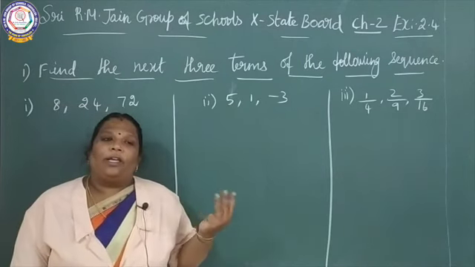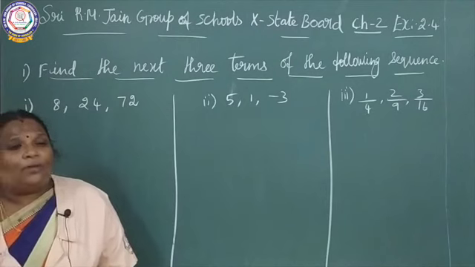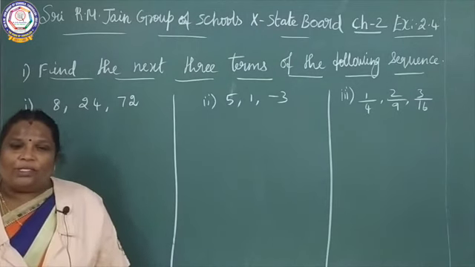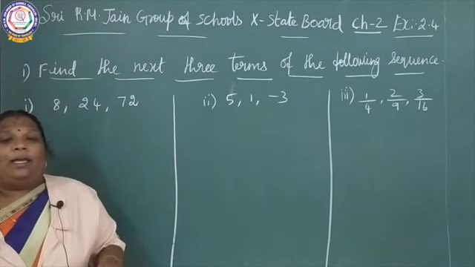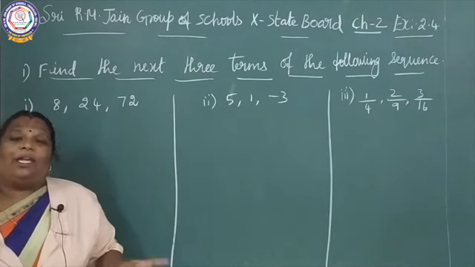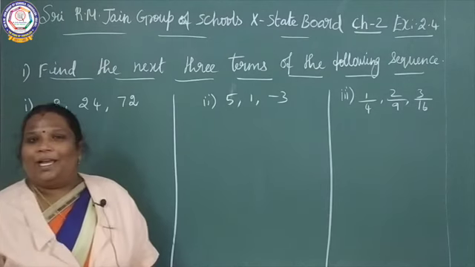We have a finite sequence and an infinite sequence. If the number of elements in a sequence is finite, it is nothing but a finite sequence. If the number of elements in a sequence is infinite, it is nothing but an infinite sequence. Now we are going to see about the sequence.